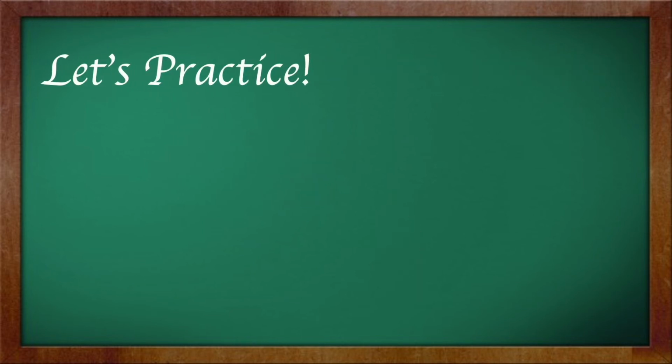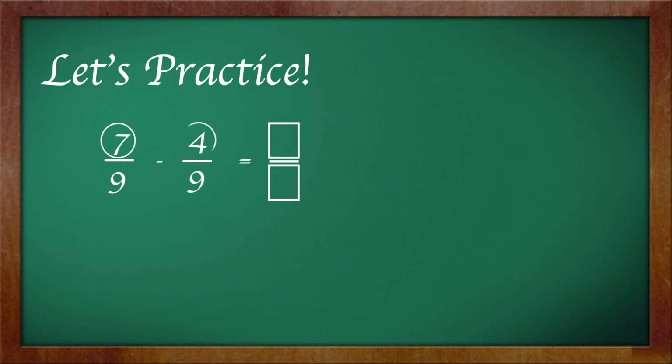Now, let's practice. 7/9 minus 4/9. Try answering this on your own. Okay, let's answer it all together. Subtract the numerator, 7 minus 4 is equal to 3. Copy the common denominator, 9, then simplify it. The final answer is 1/3.